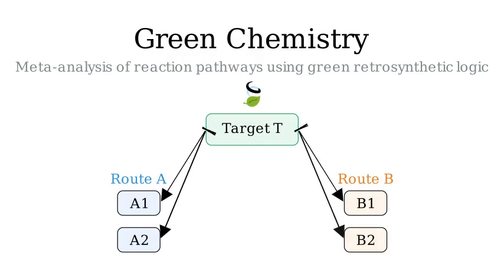Retrosynthesis means we start at the target molecule and think backward, breaking it into simpler precursors. The green logic adds sustainability metrics to each possible disconnection, so we can choose not only a feasible route, but a cleaner and safer one.